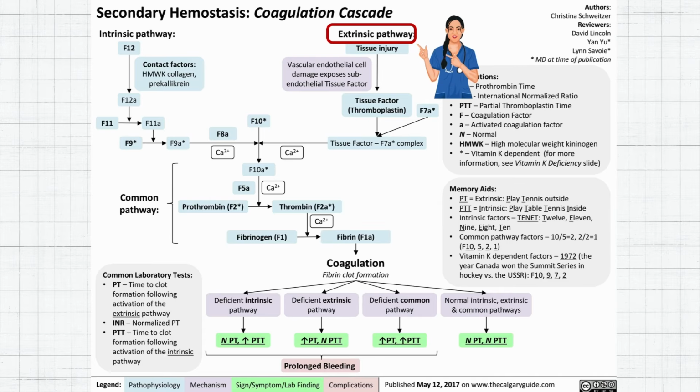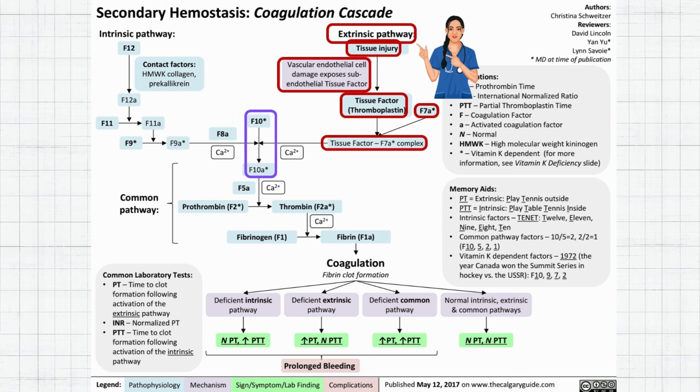Let's start on the right side, the extrinsic pathway. Why extrinsic? Because it starts with something outside the blood vessel. When you have tissue injury, the damaged cells expose tissue factor, also known as thromboplastin, to the bloodstream. Tissue factor binds factor 7. Together they form a complex. Tissue factor activates factor 7 into 7a. This complex then shoots straight down to activate factor 10. That's it. It's short, it's fast, it's the spark that starts the fire.